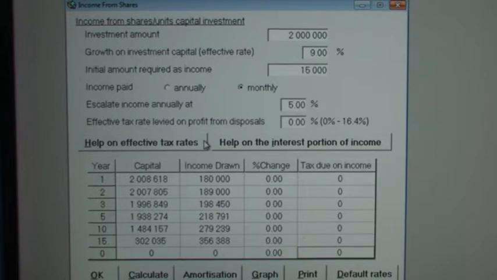We will discuss tax on income and on any interest portion in a moment, but first let's have a look at the table displaying the cash flow. In the first year, we draw 180,000 Rand income, and at the end of the first year, our capital is slightly more than 2 million Rand. What the program does is it goes through month by month, adding the nominal growth, subtracting income, subtracting fees and commissions, etc., and adding the annual dividend, exactly the same way that the financial institutions do it.